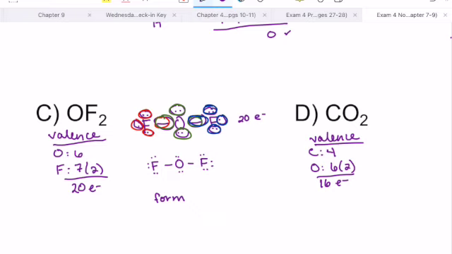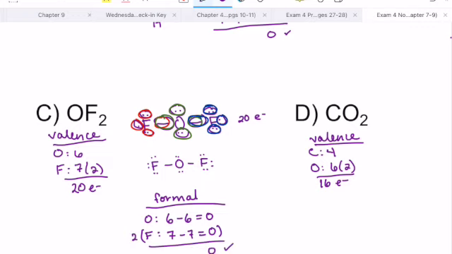Yeah, the bonds are the same, so the formal charges will be the same. We're good with that? Okay. So we'll just do our shortcut method. All right, so for O, how many valence electrons does O have, Drake? 6. And how many things are touching oxygen? 6. Okay, perfect. And for fluorine, we have how many valence electrons? 7. And how many things are touching it? 7. All right, so this molecule is a happy molecule, and we're good.